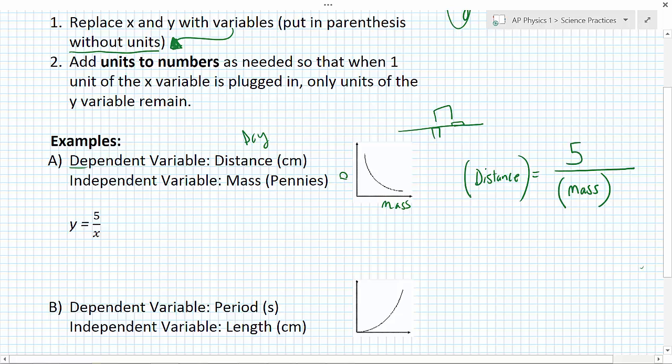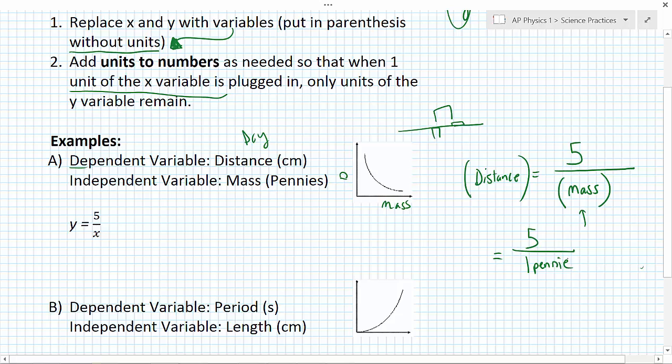Step 2, we're going to add units to any numbers as needed, so that when one unit of the x variable is plugged in, only units of the y variable remain. Let's break that down into two pieces. When one unit of the x variable is plugged in, so I'm going to take my function now and plug in one unit of the x variable. So I'm going to take my function here, 5 divided by, instead of mass, I'm going to actually put a mass in here, and I was measuring mass in pennies, so I'm going to put 1 penny. I'm just going to plug this in. Okay, we're plugging this in.